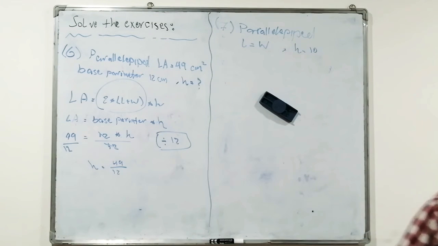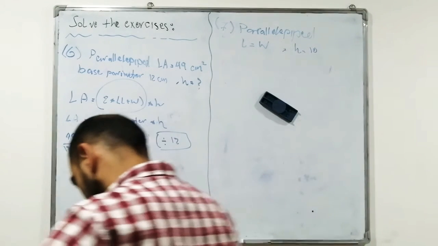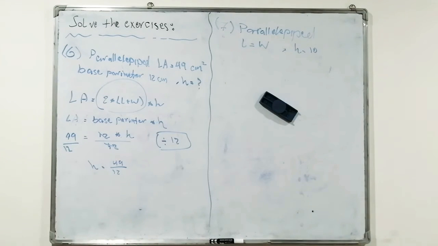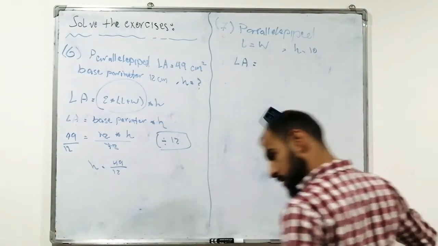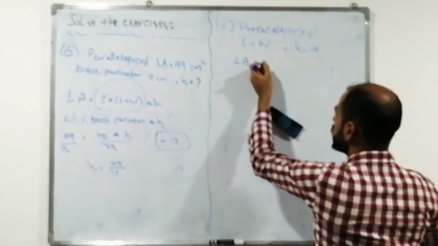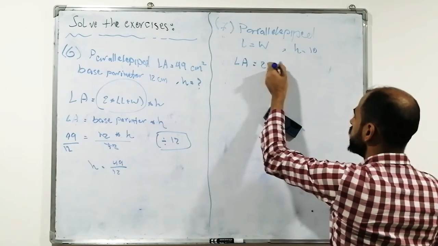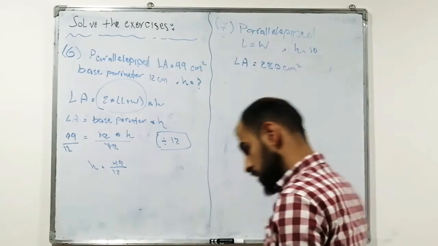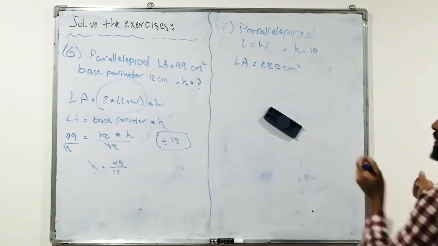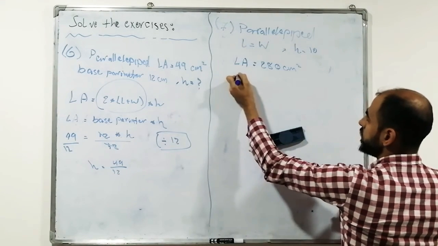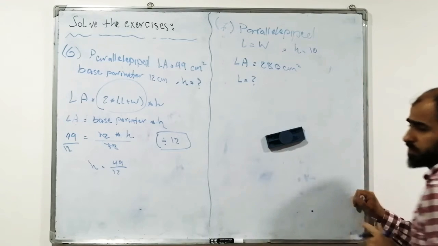Here we have a typing error. He said in the book it's the total area, but that is an error. He gave us the lateral area. The lateral area equals 280 centimeters squared. Then find the edge length of the square base.